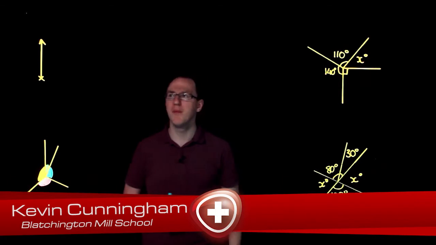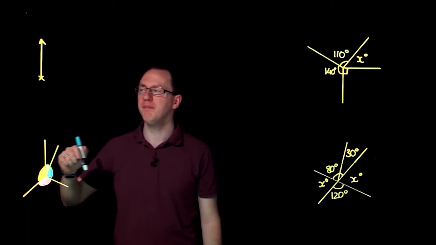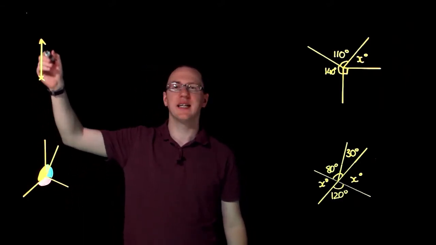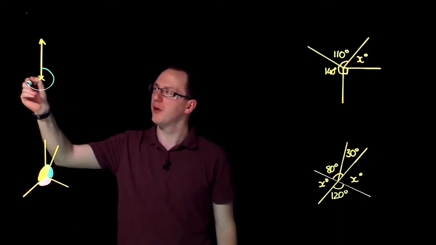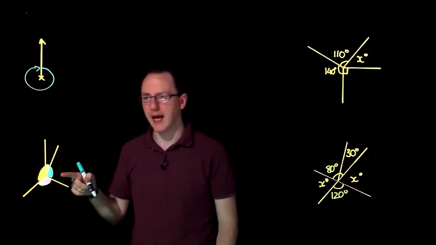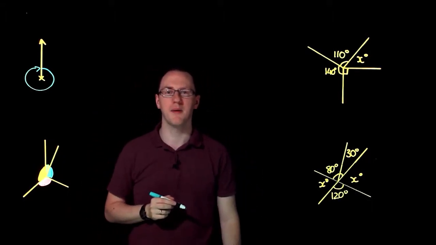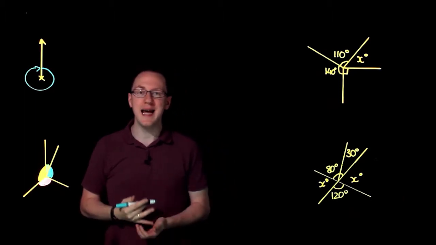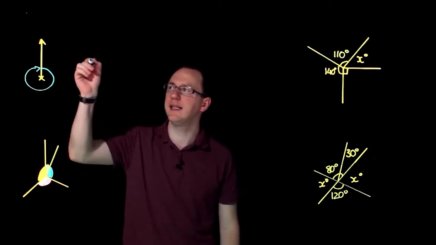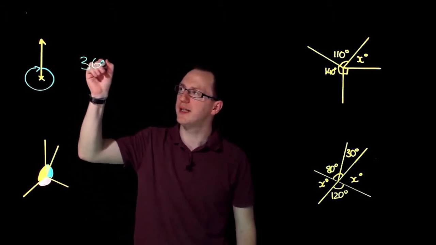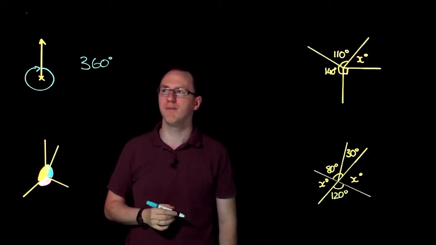Okay, so we're going to continue thinking about angles. What I want you to imagine is standing at a point and facing a single direction, and then turning all the way around. Standing and then just turning all the way around to face the direction you're facing to begin with. We say, by definition, that we've turned through an angle of 360 degrees. 360 degrees is one complete turn, one complete revolution.